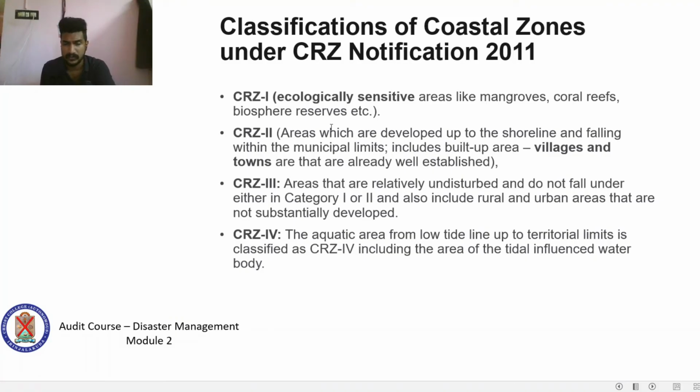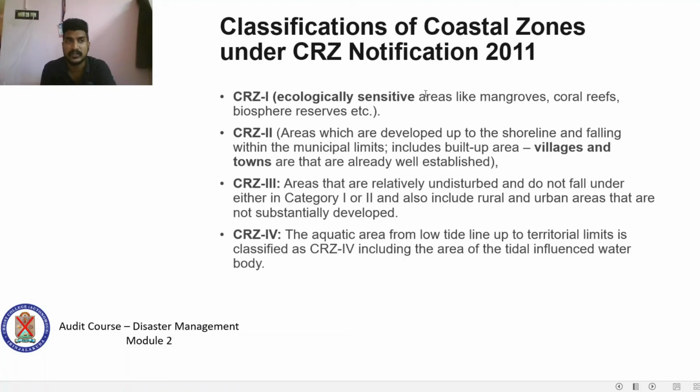The next zone is CRZ zone 2. It contains the areas which are developed up to the shoreline and fall within municipal limits. It includes the built-up areas, villages and towns that are already well established. Buildings are permissible on the landward side of the hazard line, and other activities such as desalination plants are also permissible. Some constructions are permitted only as per the guidelines specified by the notification.